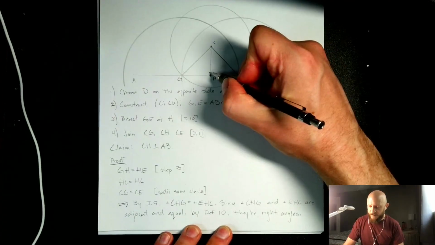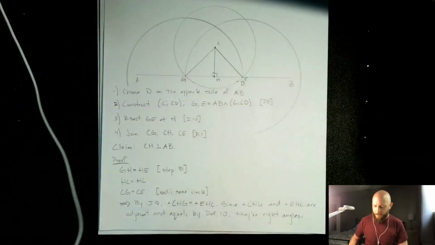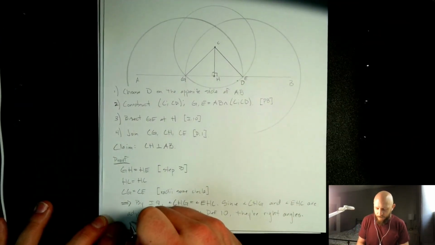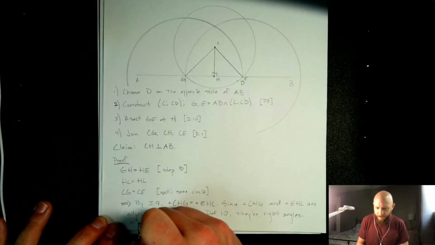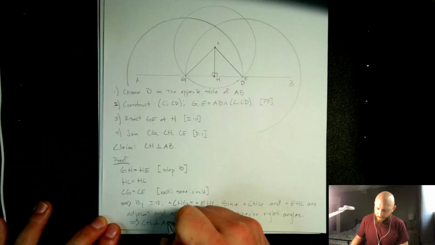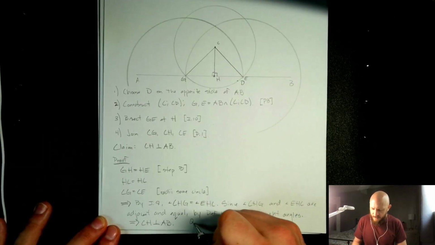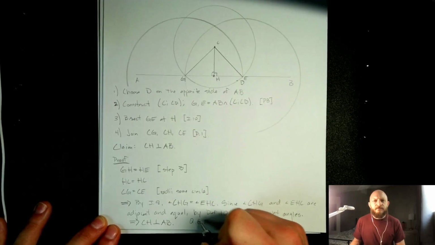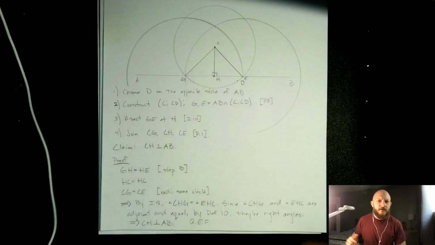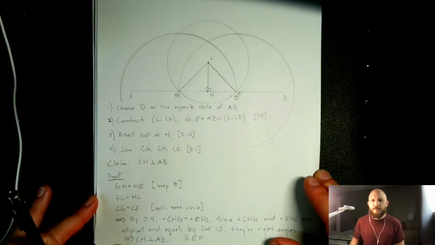So we know that this is a right angle. We know that this is a right angle. So the result follows. CH is perpendicular to AB. And since this is a construction proof, that gets A, Q, E, F. There we go. Looks like the video is lagging a little bit behind what I'm saying. That's fine. All right, there it is, proposition 12.